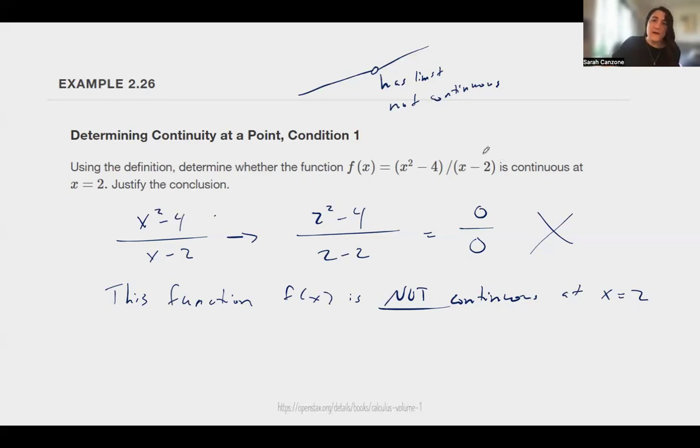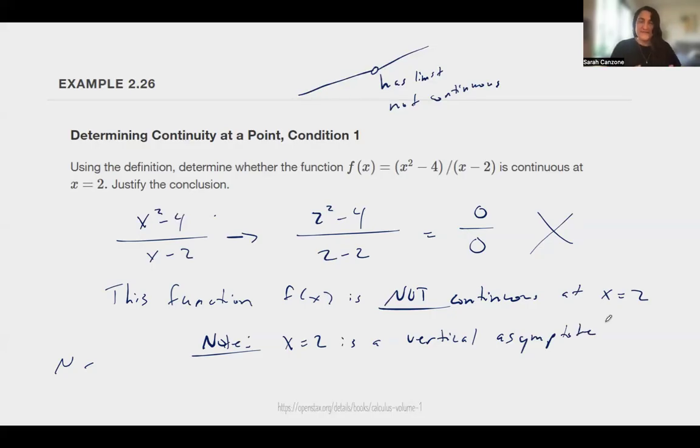And we know this also because, well, if x equals 2 is in our denominator, then x equals 2 is a vertical asymptote. I'll put this as a little note. I don't know why it doesn't write down there. Sorry, guys. Note, x equals 2 is a vertical asymptote. The definition of a vertical asymptote is quite literally that it's not continuous there, that we cannot have a function that goes through that vertical line. So if we have a vertical asymptote, just consider that the function is not going to be continuous there.